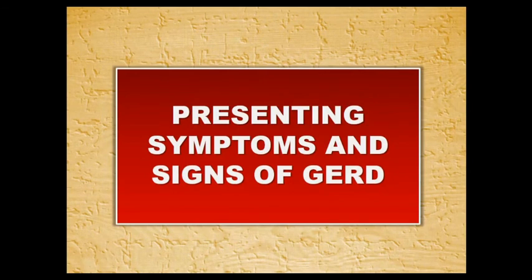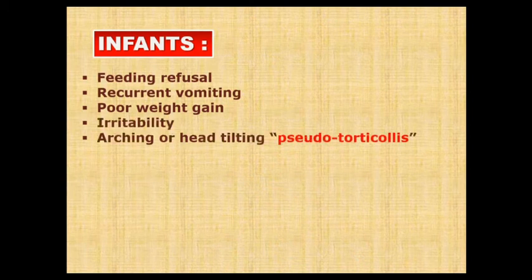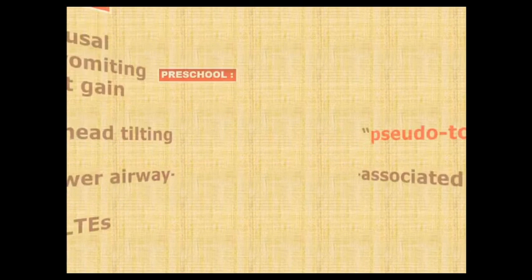Now we will talk about the presenting symptoms and signs of gastroesophageal reflux disease. And also this is different according to the age of affection. So in infants there will be feeding refusal, recurrent vomiting, poor weight gain, irritability, arching or head tilting, what's called pseudotorticollis, gastrointestinal bleeding, upper or lower respiratory associated symptoms, and apnea or ALTE, which is acute life-threatening events.